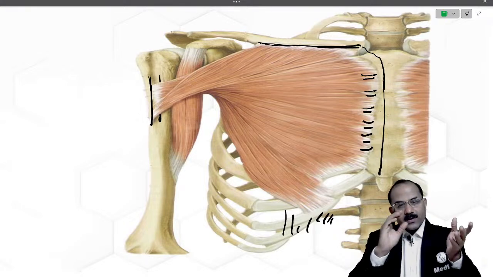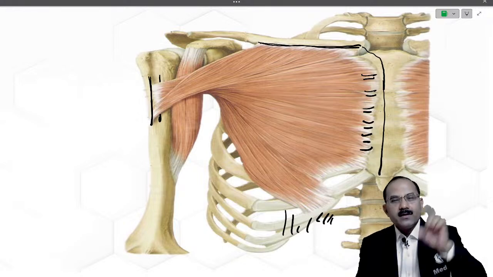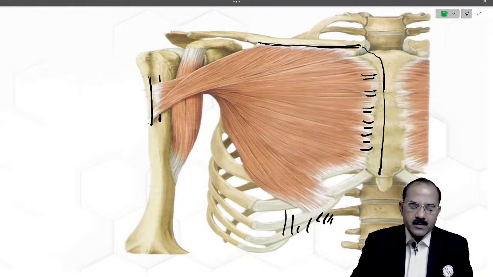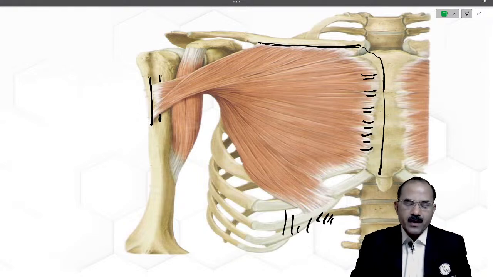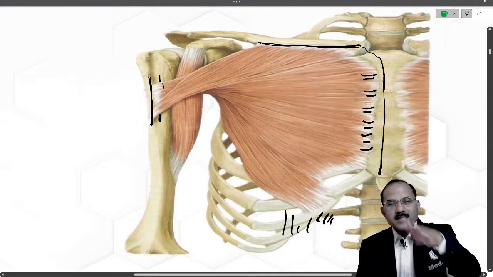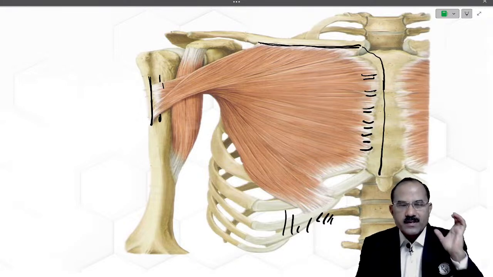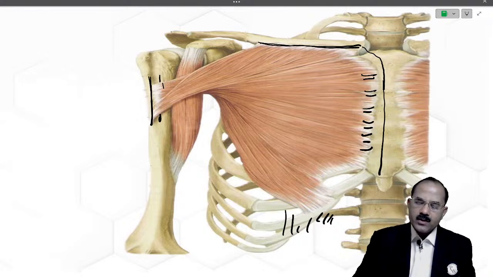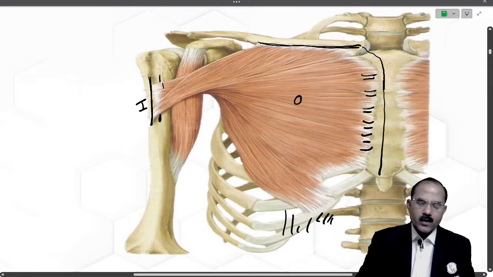The muscle attached to the medial lip of the bicipital groove will be the teres major. Lateral lip of the bicipital groove, that's the pectoralis major. The medial lip of the bicipital groove is the teres major, and in the floor of the bicipital groove is the latissimus dorsi. Latissimus dorsi. The origin is here. The insertion is on the humerus.